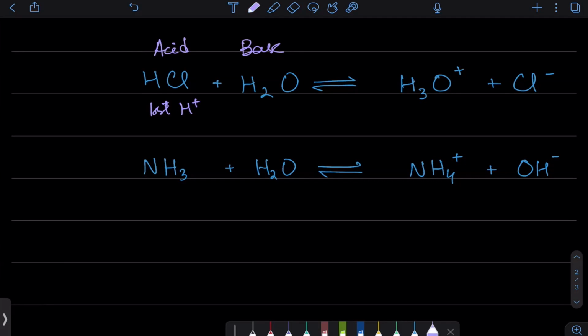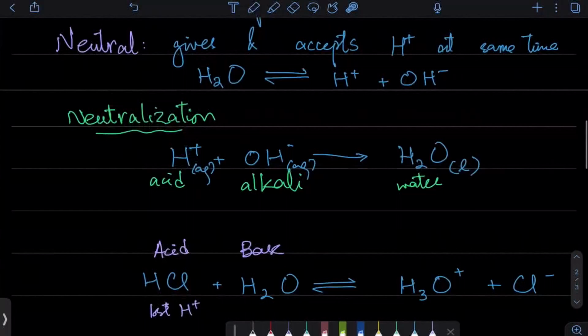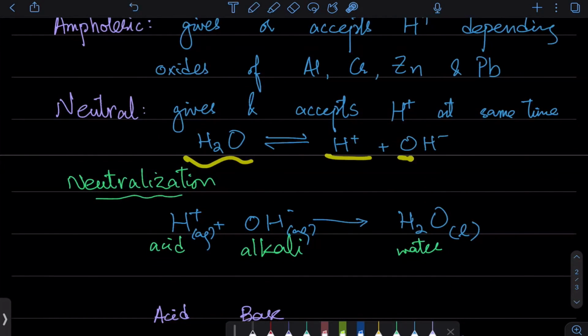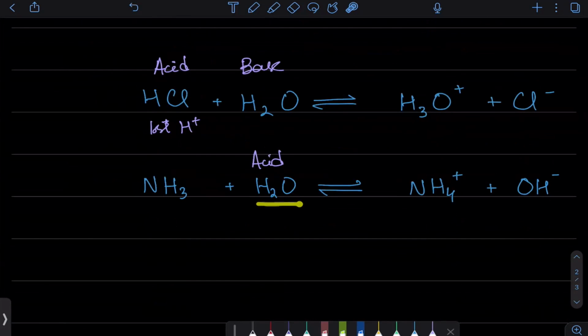So in this case, water is acting as an acid, because water gave an H positive and gave it to this. Notice I told you that water can give H positive and OH minus. So over here, water is giving an H positive to ammonia, and ammonia has become ammonium. Let me write the names. This is ammonia. This is ammonium.